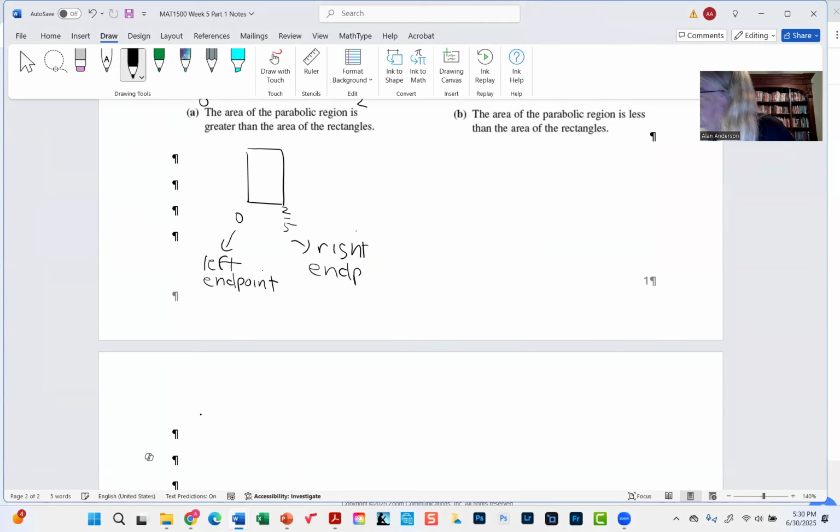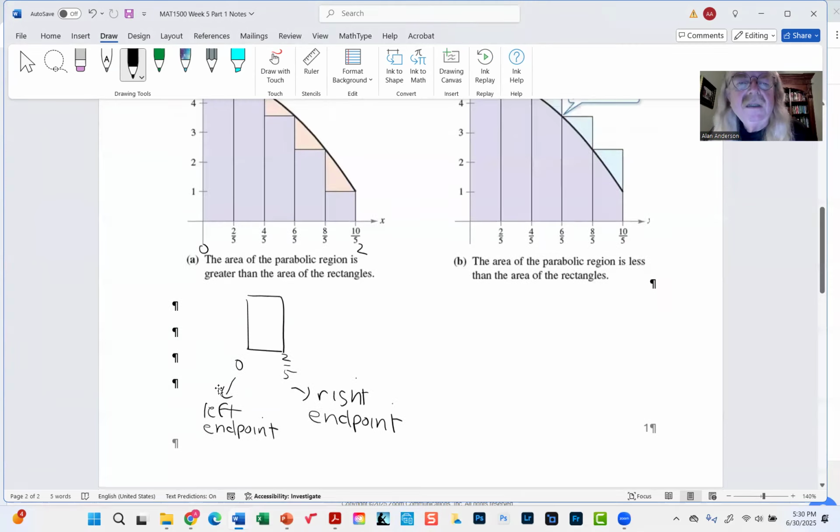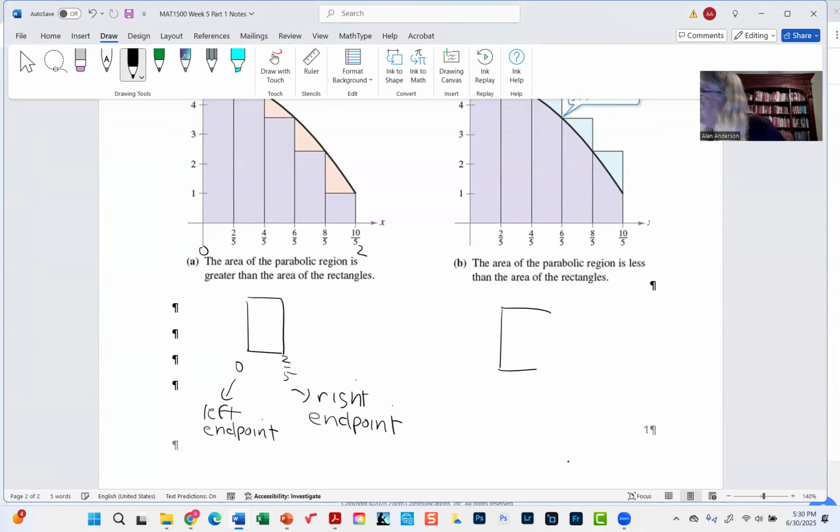The same thing is true on the right-hand side, by the way. In this graph over here, what's different?